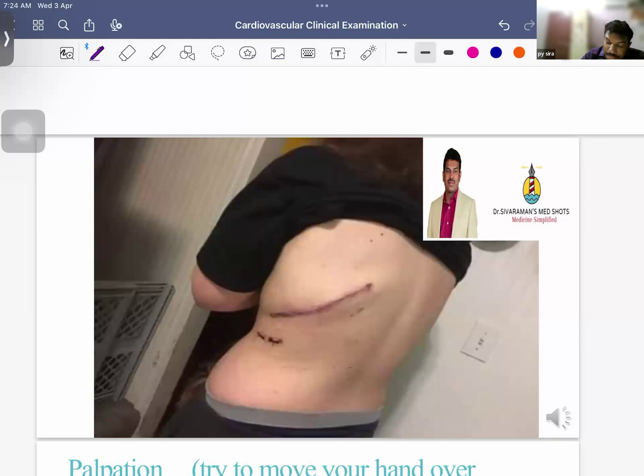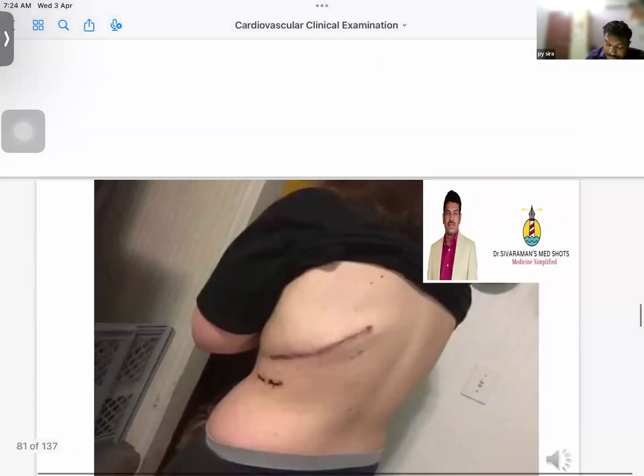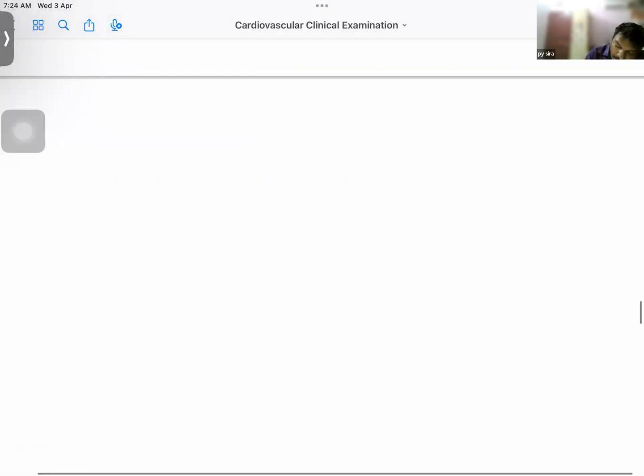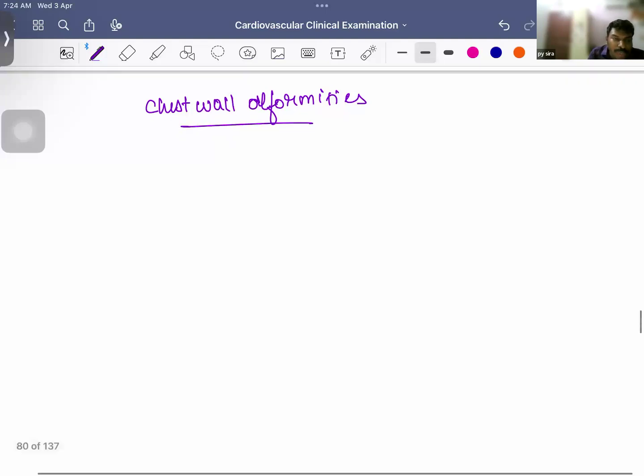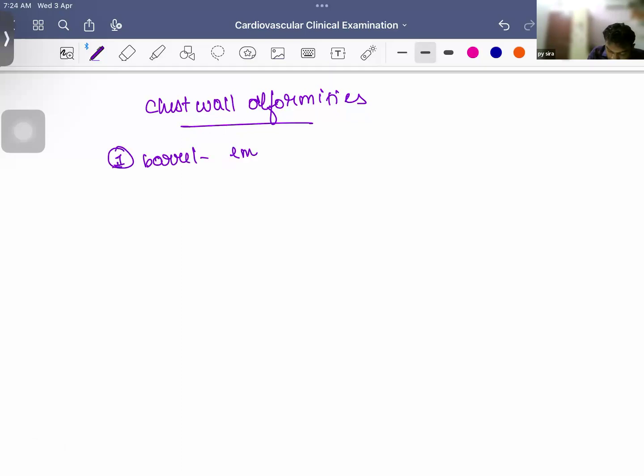Then the next important thing in your chest wall examination is chest wall deformities. In chest wall deformities, again, you must mention them in your exam. The first important thing is the barrel-shaped chest, which I have already said, which is seen in emphysema.